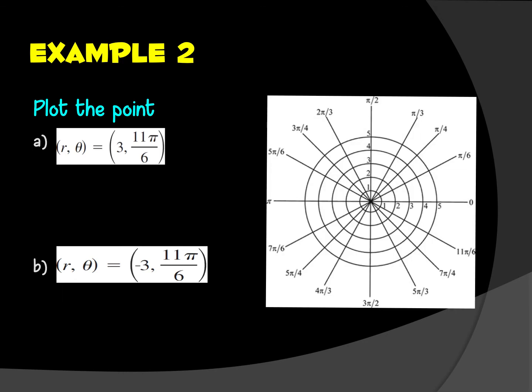Okay, so for 3, 11 pi over 6, again, I would go to 11 pi over 6, and I would go to the third ring, and I would plot my point, and it would look like that. So that's point A. Now, point B is a little bit different because the angle is not negative. The radius is negative.